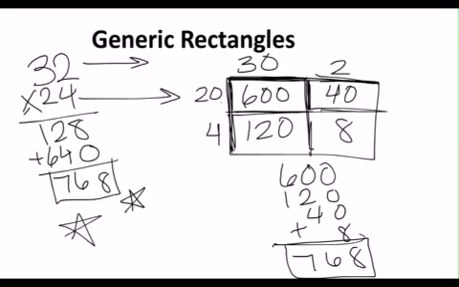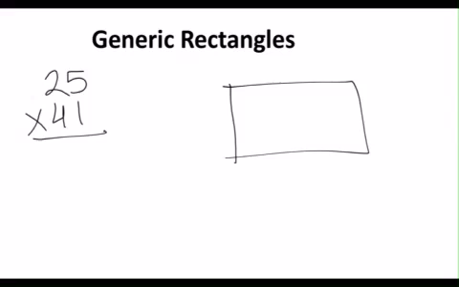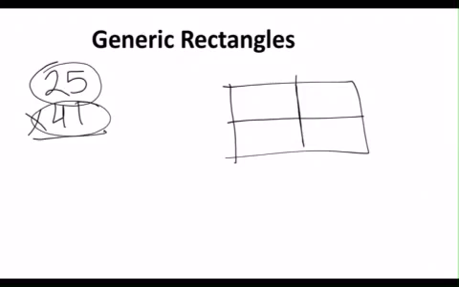So let's try another problem. We're going to try 25 times 41. Okay? So you start by drawing it out. There's 2 digits here, so we have 2 digits on the top. There's 2 digits here, so we're going to have 2 boxes here. So 25 becomes 20 and 5. 41 becomes 40 and 1.